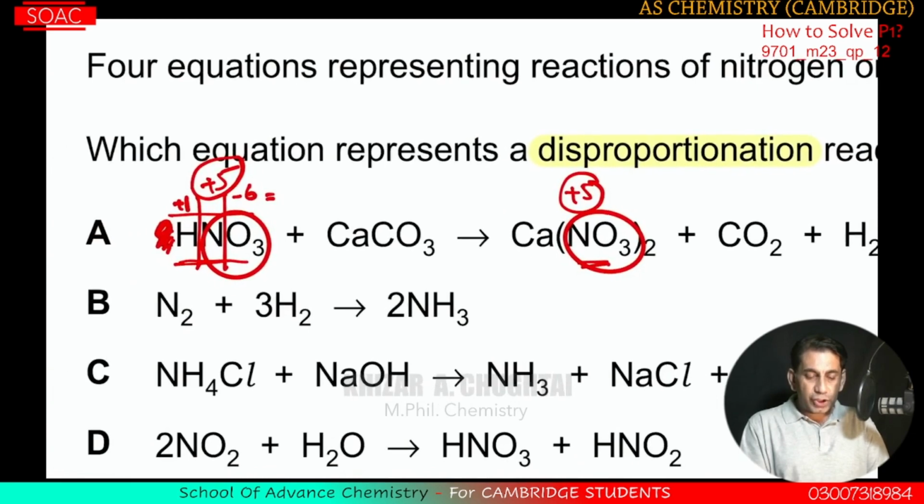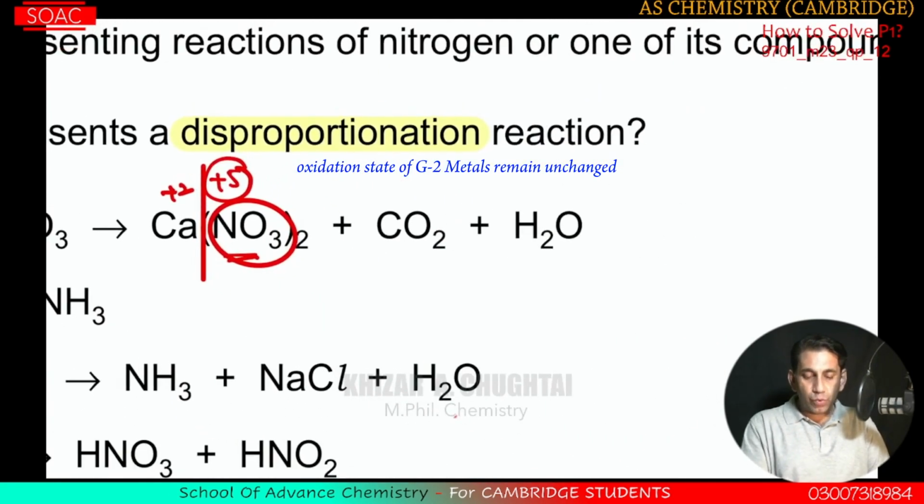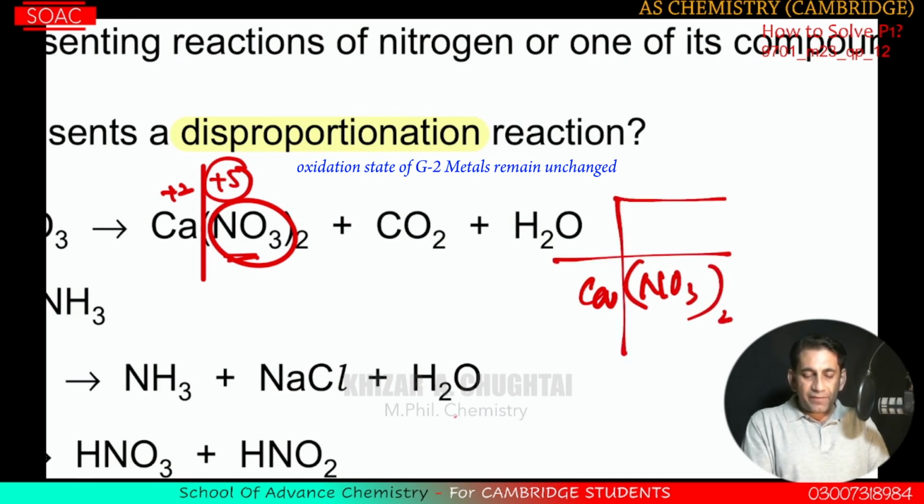Same is the case with calcium. Calcium has a +2 oxidation state in this case. How does it have +2? Calcium nitrate, Ca(NO3)2: 1 nitrate ion has an overall -1 oxidation state. There are 2 nitrate ions, so -2 here, and to make the sum equal to 0, calcium will be +2.